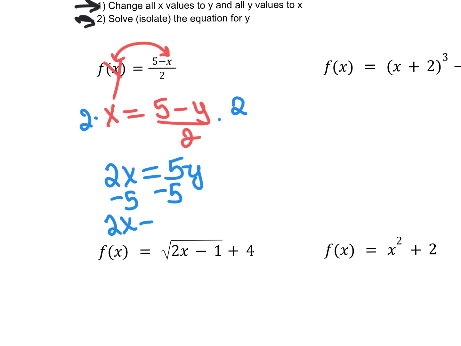2x minus 5 equals negative y. Well, I don't want negative y, I want positive y, so I just need to divide everything on both sides by negative 1. Which means I'm going to be at y equals, getting y all by itself again, y equals negative 2x plus 5.